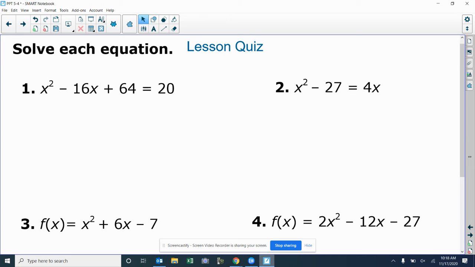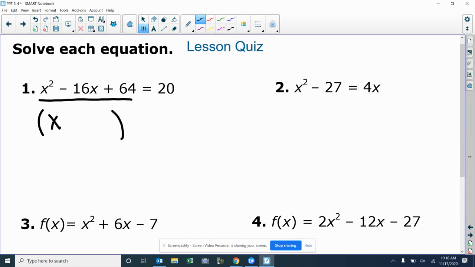So, you ready for number one? It's already a perfect square on this side, isn't it? Okay? Always x, always that sign, always half of that. And it is equal to 20. There was nothing to do with that one. I made that clear when I told you to start this one, didn't I? It was already set up.